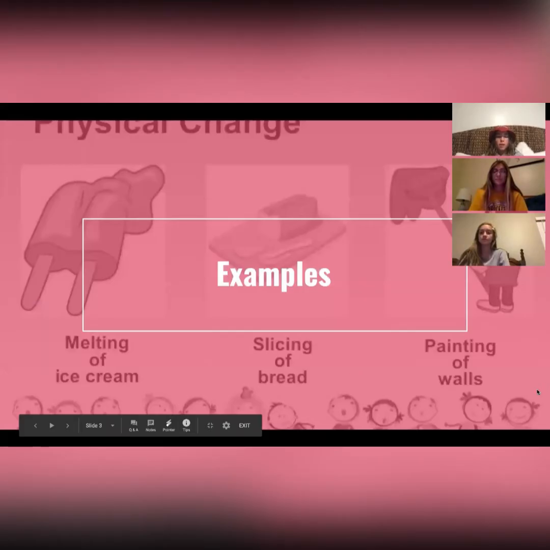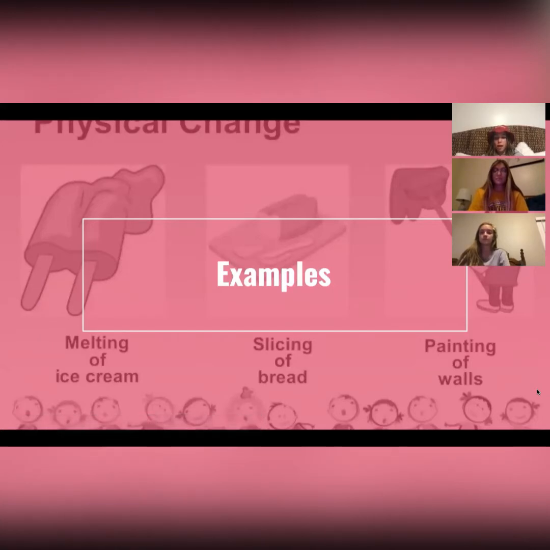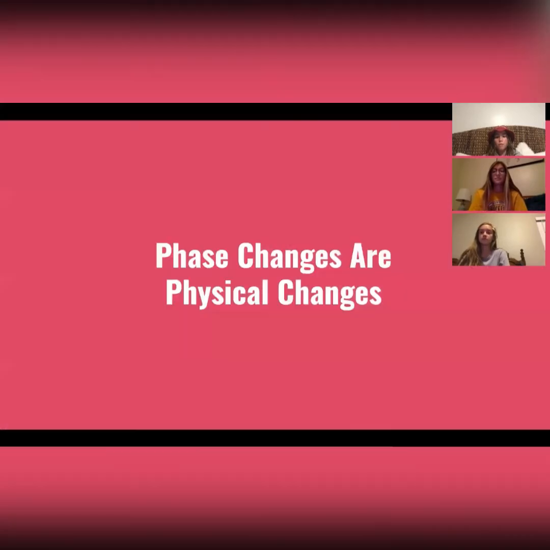So some other examples of this are when you go outside in the sun and your ice cream melts, that is a physical change. Same with slicing bread, because even though you're cutting it, it's still the same thing and you still have bread to make your sandwich. And the last example that I have on this slide is painting walls. So even though you're painting your wall like maybe pink or white or blue, it's still the same wall.